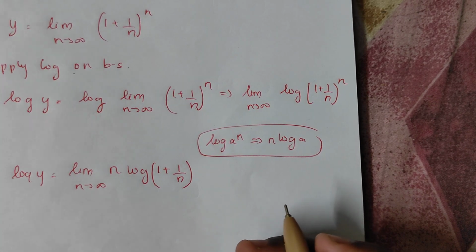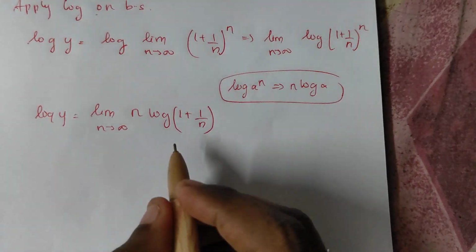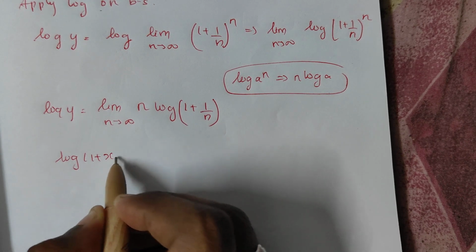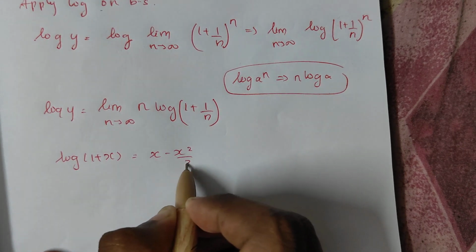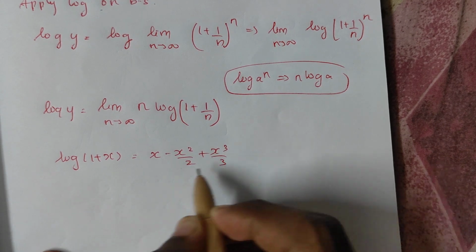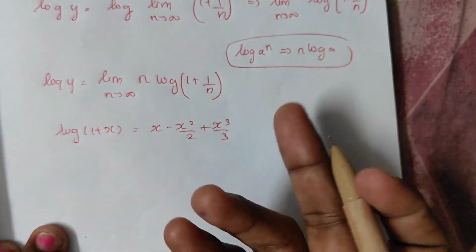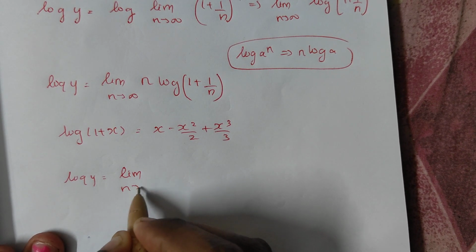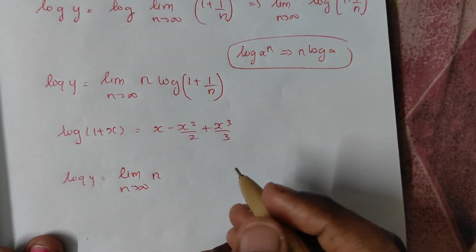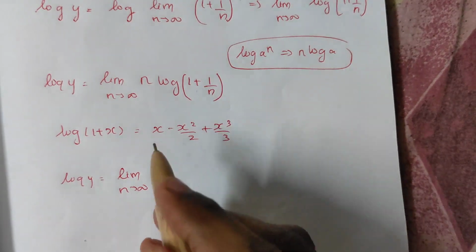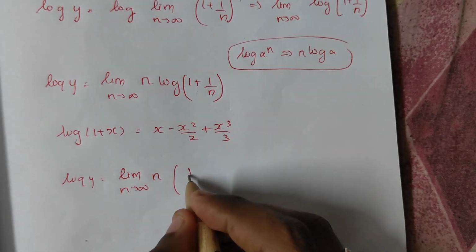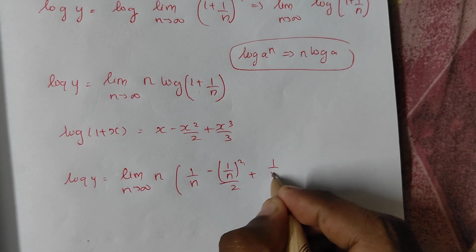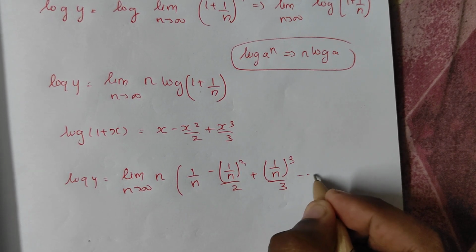Understood? Then we are going to expand this log of (1 + 1/n). Basically, the log of 1 + x formula is x minus x squared by 2 plus x cubed by 3. So when you expand, you will get log y is equal to limit n tends to infinity n into, here the value of x is 1/n, so you will get 1/n minus (1/n) whole squared by 2 plus (1/n) whole cubed by 3 and so on.